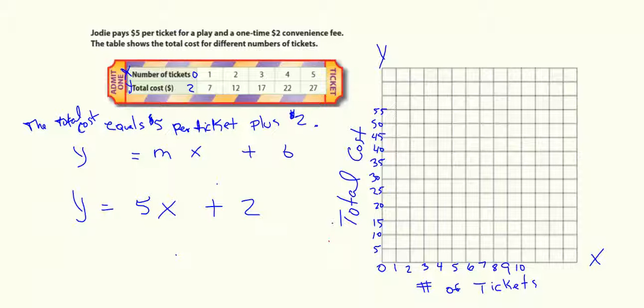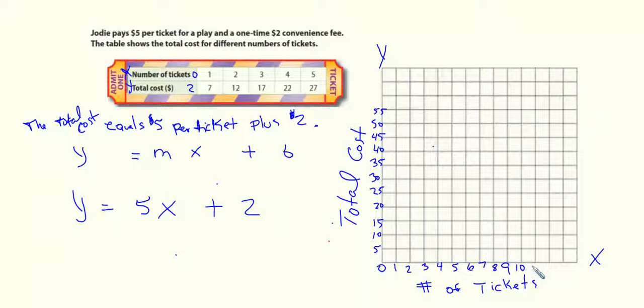I'm still using the same example where we have Jody paying $5 per ticket and a one-time $2 convenience fee. So the number of tickets is going to represent my x values, and my total cost is going to represent my y values. Now, on a graph, you have your y and your x axes. So your y axis is right here, and your x axis is going horizontally.